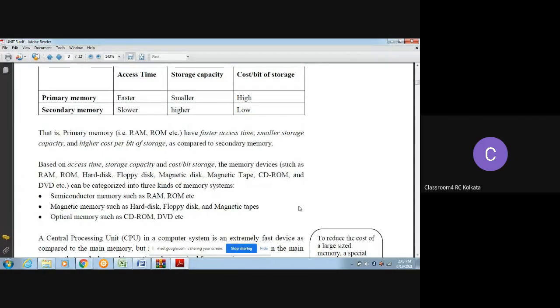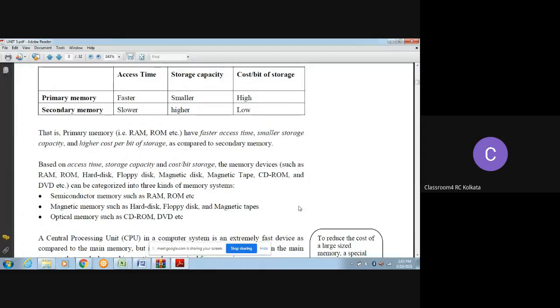Then what type of data are stored in the ROM? There are some data which we need to operate our system. That type of data are stored in the ROM. That means any type of system file, that means your operating system. These are the files, basically stored in the ROM.